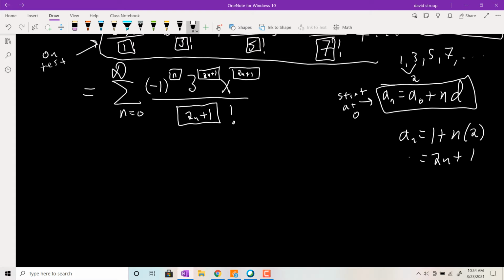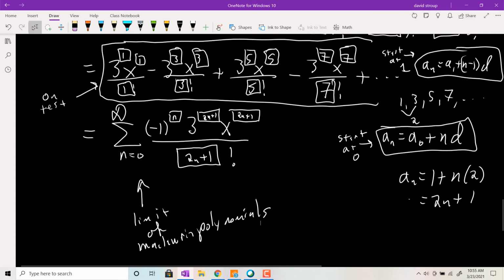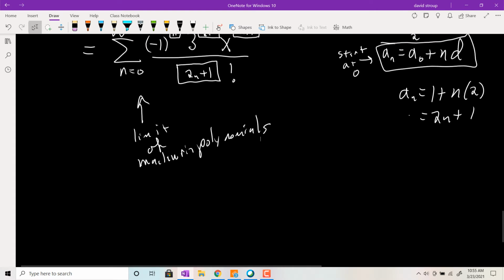So basically the limit of this thing is the limit of a bunch of Maclaurin polynomials, right? And I'm trying to say that thing converges to sine of 3x. Exactly, those things are equal. So why do I keep saying that this is a power series representation?